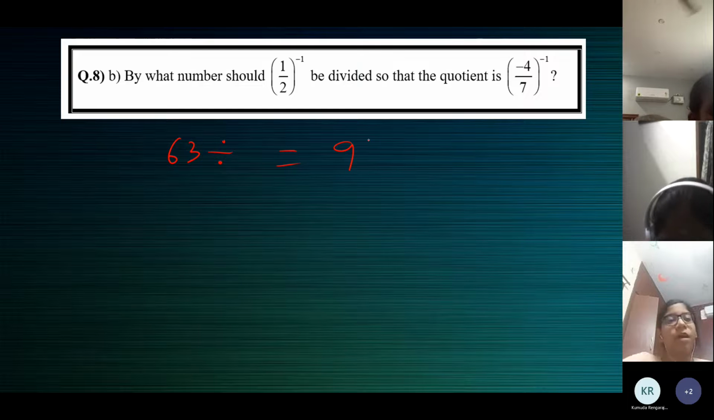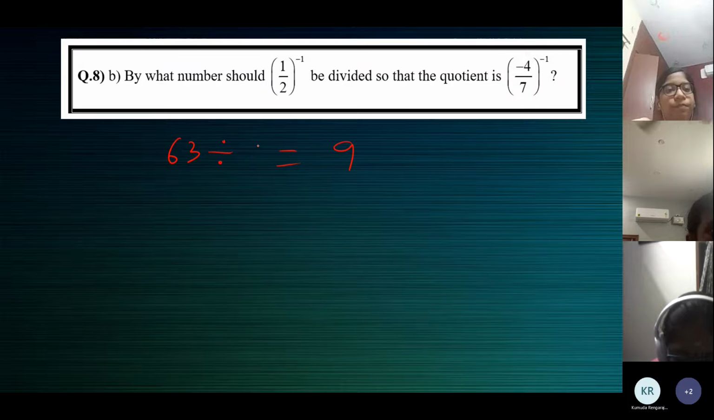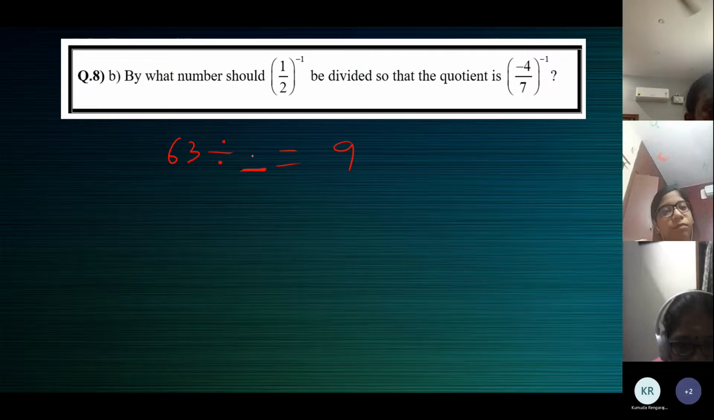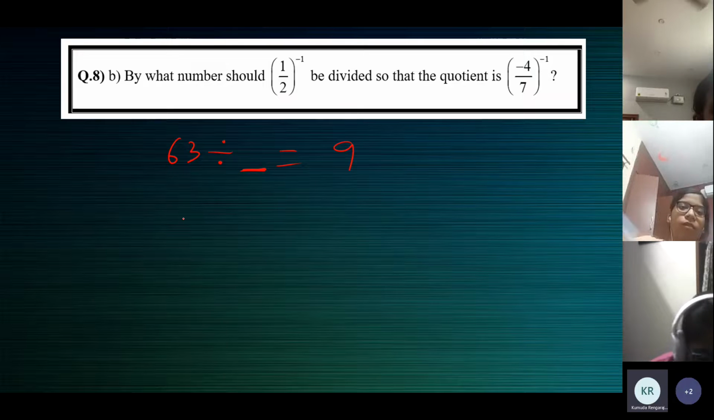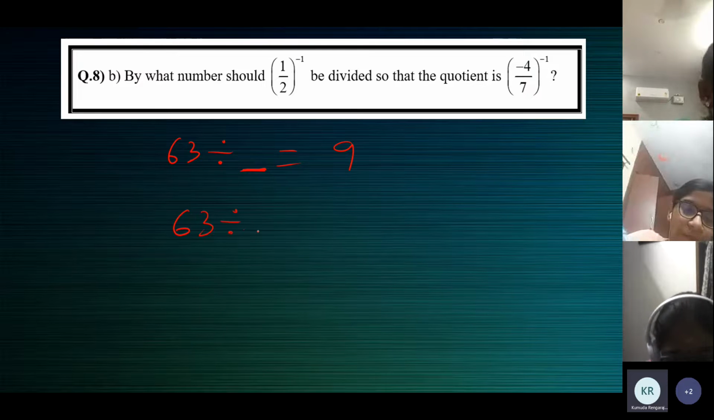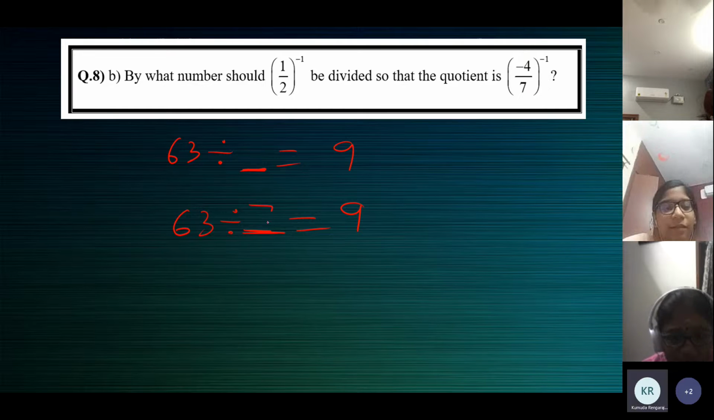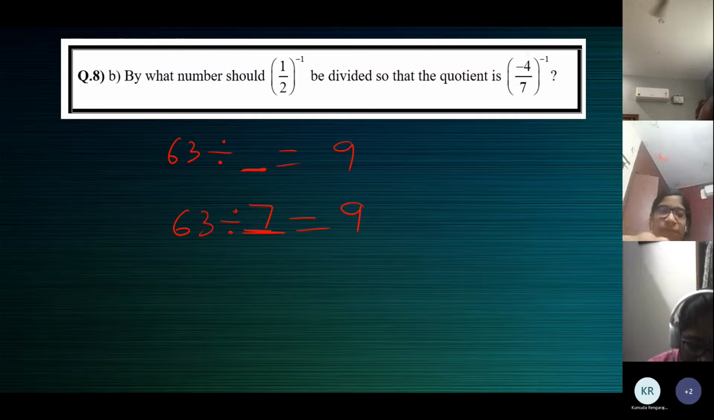Ma'am, can I answer this question, ma'am? Yes. The x would be the divisor. What's the answer here? You can directly fill in the blank. By what number should 63 be divided so that the quotient is 9? What will come in the blank here? 7. 63 divided by 7 is 9. So this number only you should find out using x.